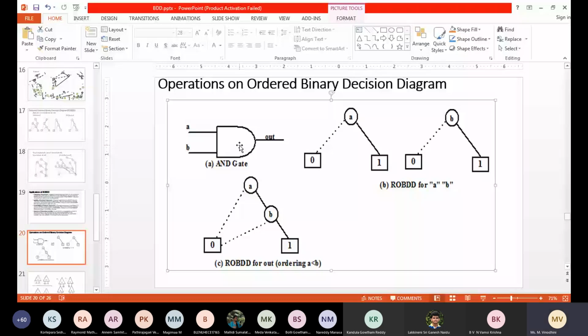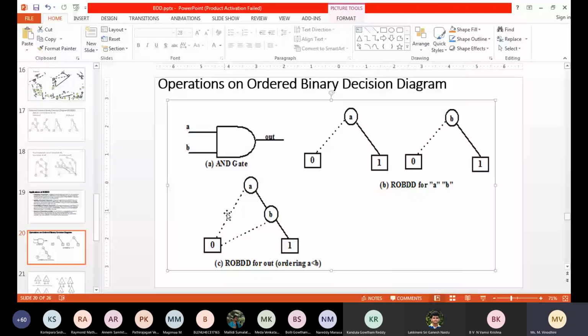If I ask you to draw the ROBDD for an OR gate, how will you draw? A. When it is 0, what will be your answer here? OR gate. When A is 0, imagine this to be an OR gate. B, ma'am. A is 0 means it will go to B. When A is 1, 1, ma'am. It will go to 1.